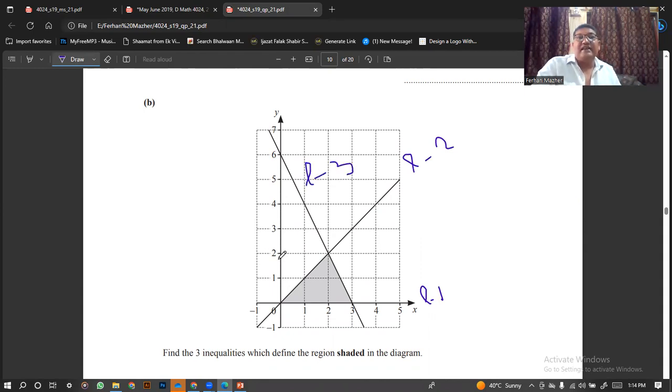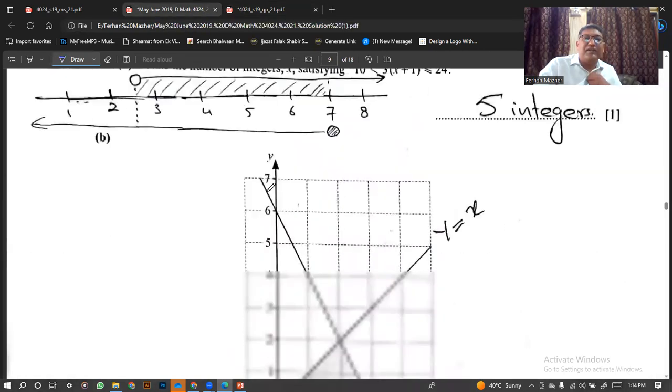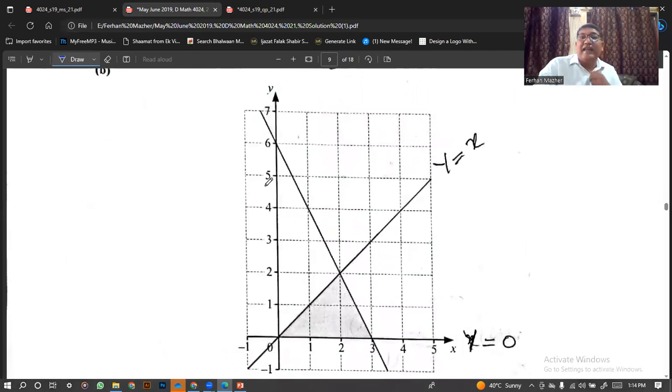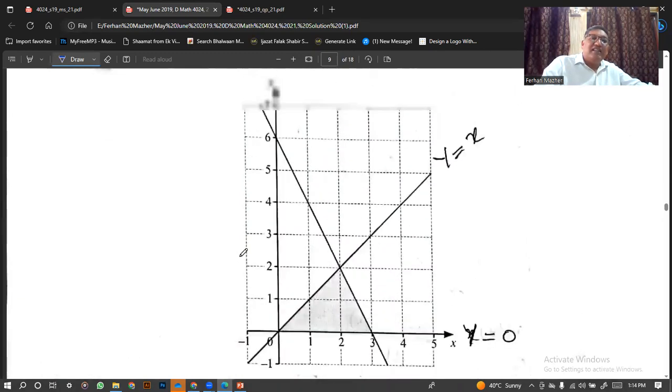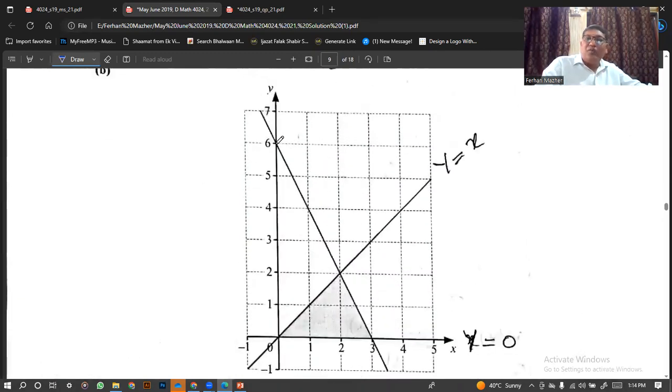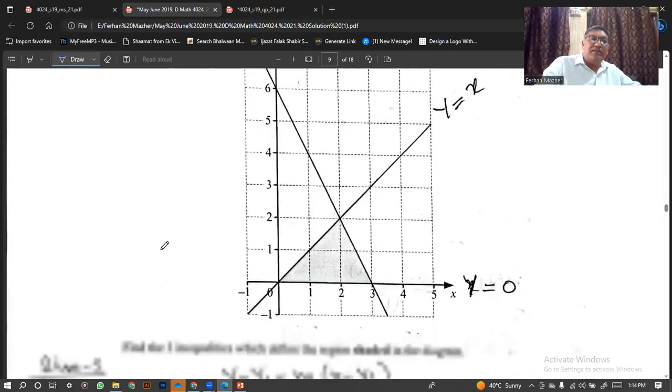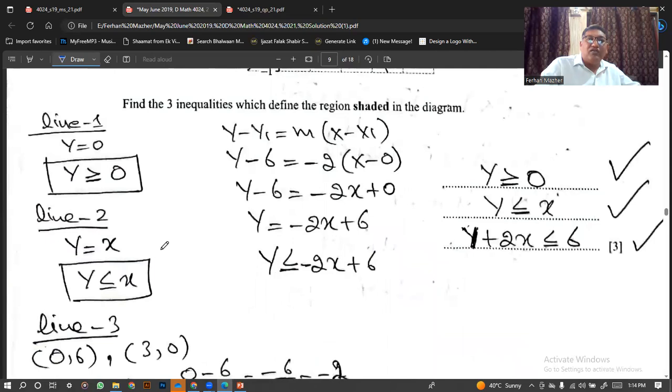I can write the inequalities very easily, but first I should know their equations. This line, which is a horizontal line, has a very simple equation: y equals 0. Line number 2 is an inclined line with a positive slope. At 0 it is 0, at 1 it is 1, at 2 it is 2, at 3 it is 3. It's a very famous line whose equation is y equals x. For the third line, I will take 2 points on it, for example (0, 6) and (3, 0), and then I will find its equation first.